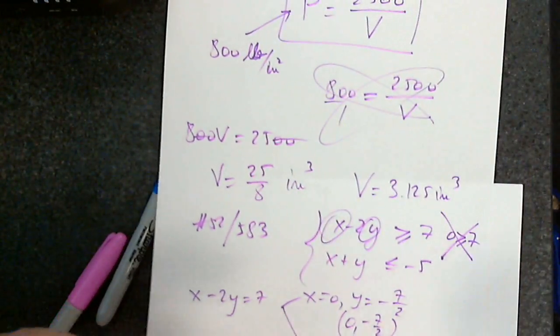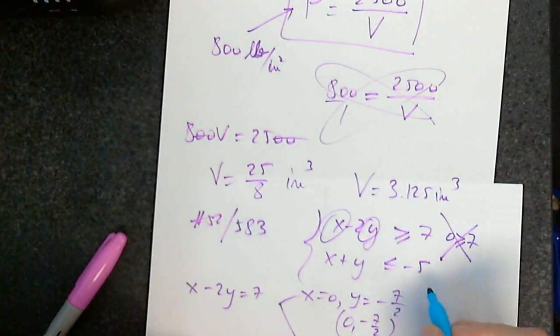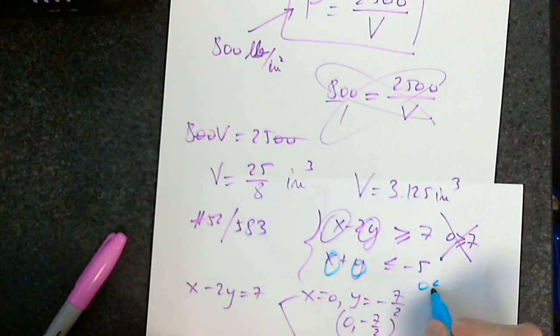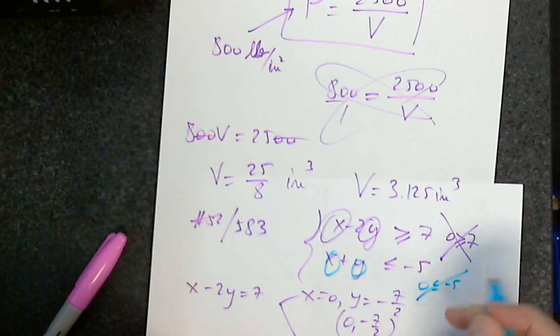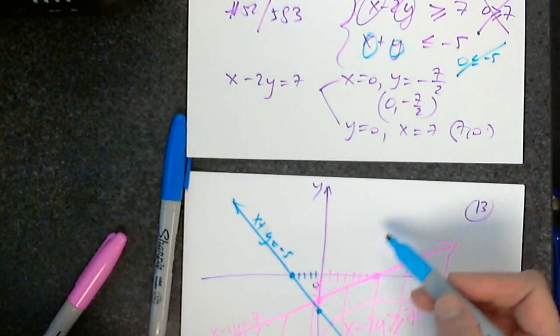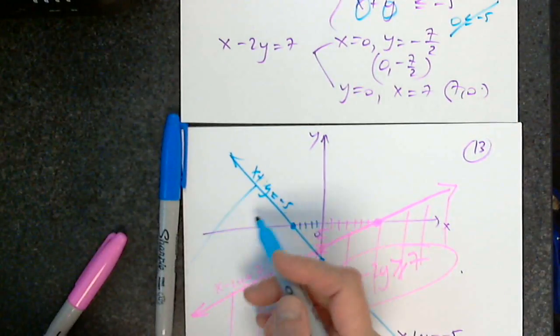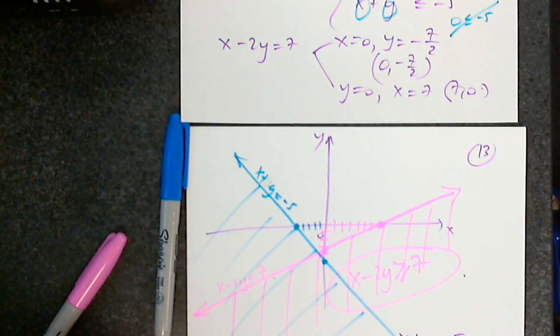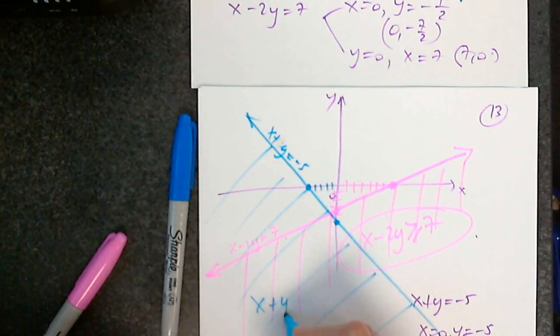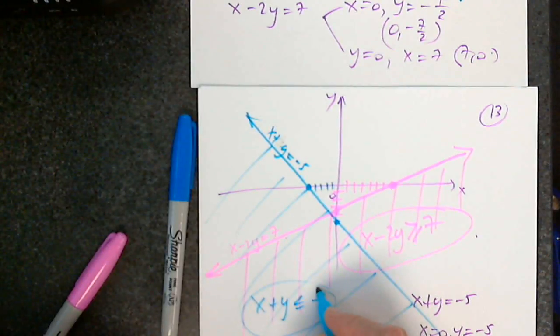With 0, 0, 0 less than or equal to negative 5? No. So I cannot shade in this. I have to shade in this. And this is x plus y less than or equal to negative 5.